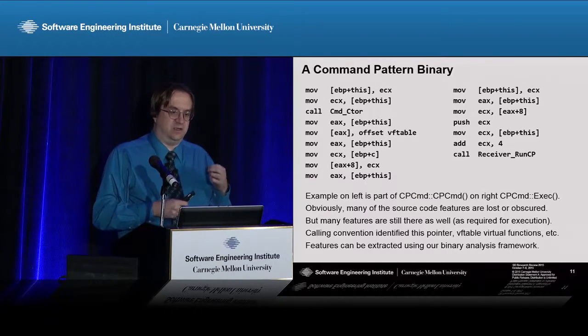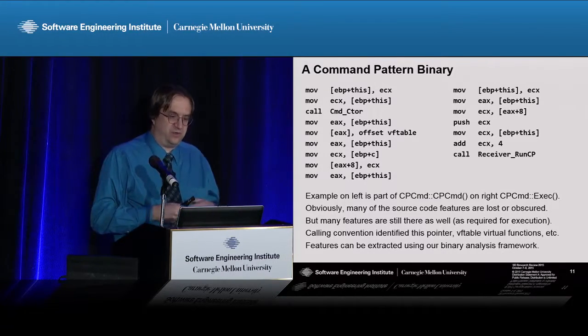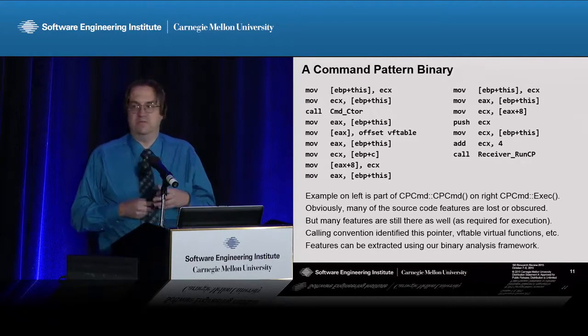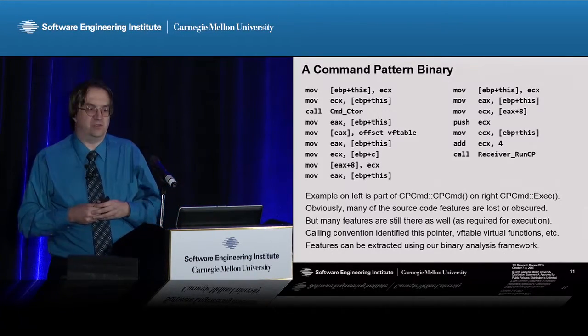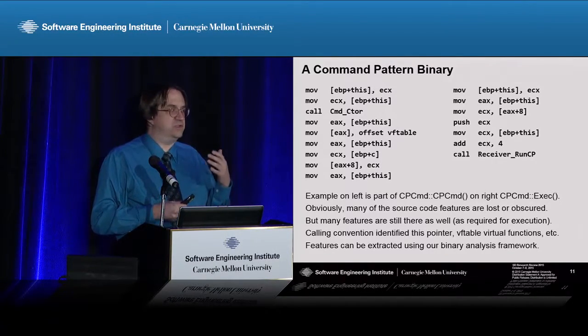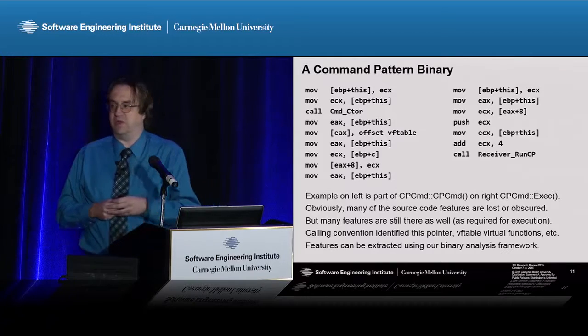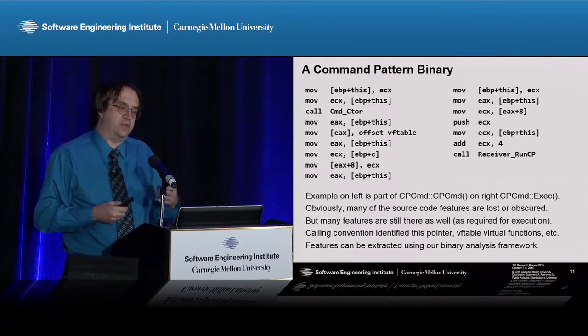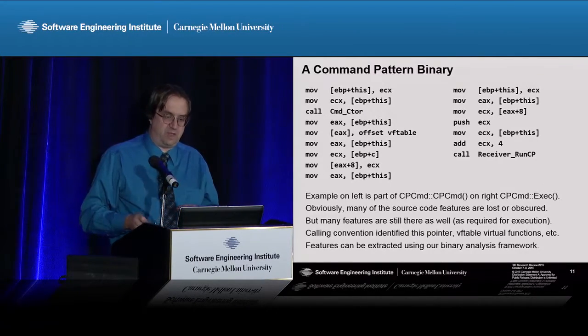We can find, as I mentioned earlier in OBJ Digger, there's a reference to a VF table there. Many of these features are required for execution, so they have to be present. We can identify the calling conventions of the functions, and we can enumerate all of these features, much like we did with OBJ Digger, only this time for recognizing the command pattern.